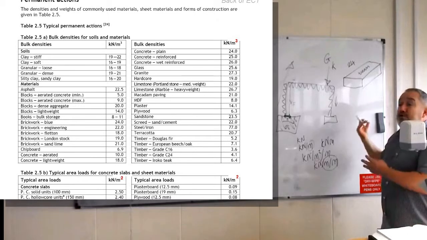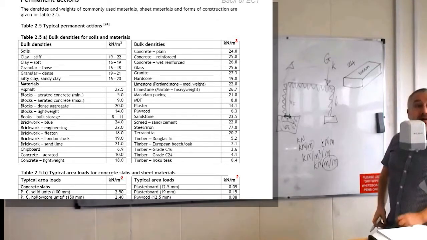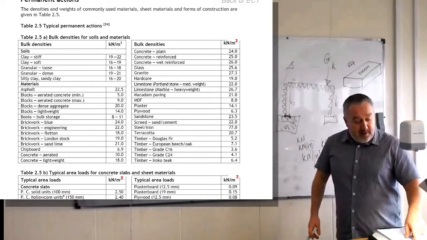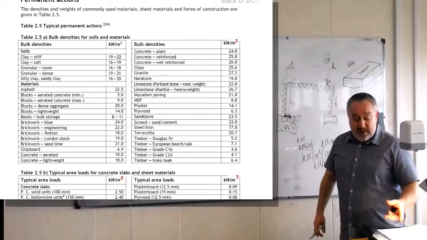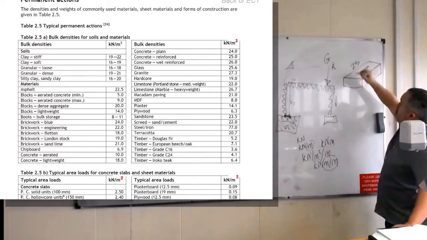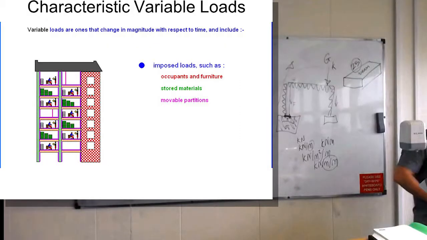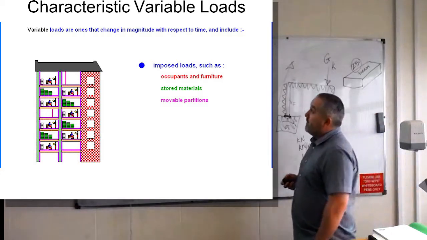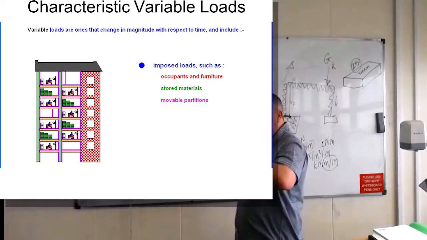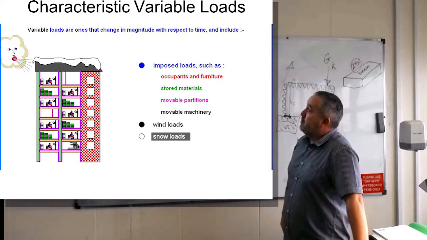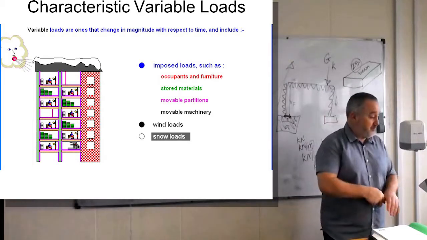Now, most beams have got reinforcement in them. When it has reinforcement in it, it's heavier. Concrete with reinforcement in is 25. You'll find that for most of the examples that we'll do, you'll be using this 25. After that, we've got our variable loads or live loads. So that's the people, the stuff that you store. We won't be covering wind and snow in this module. You'll be doing it in another module.